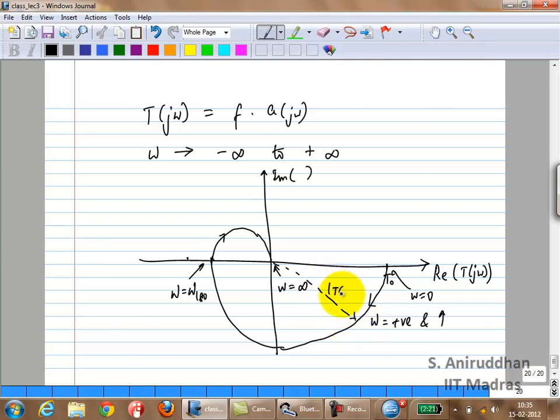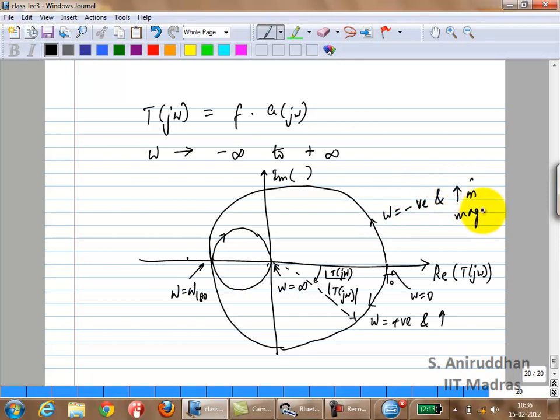At any point, this is going to be T of j omega. This is going to be angle of T of j omega. Okay? What happens when omega is negative? You'll get the exact mirror image of this. So in other words, you'll get something like this. Okay, so it goes like this. Right? This is called your Nyquist plot.